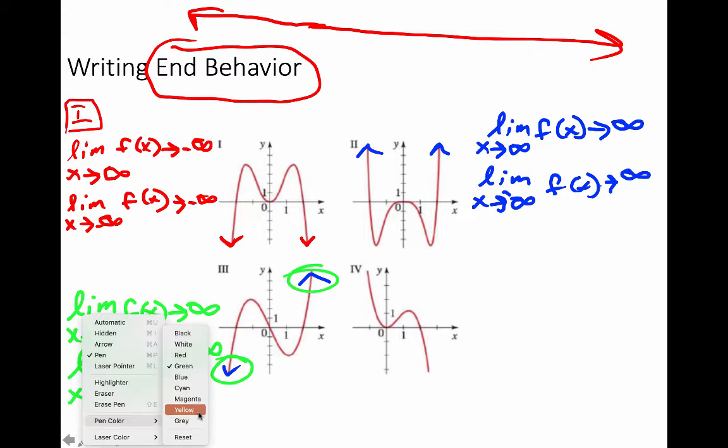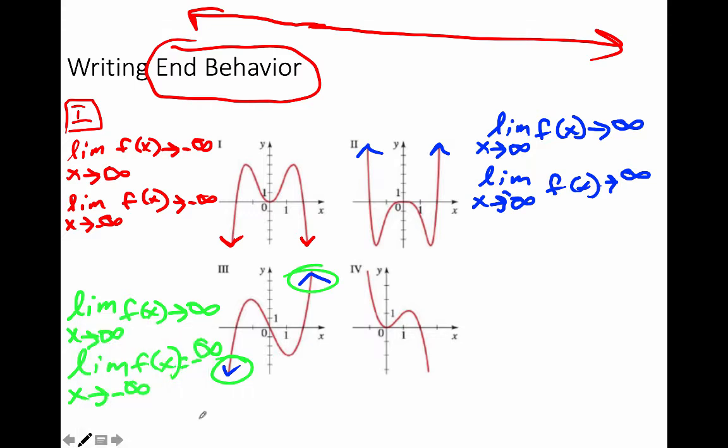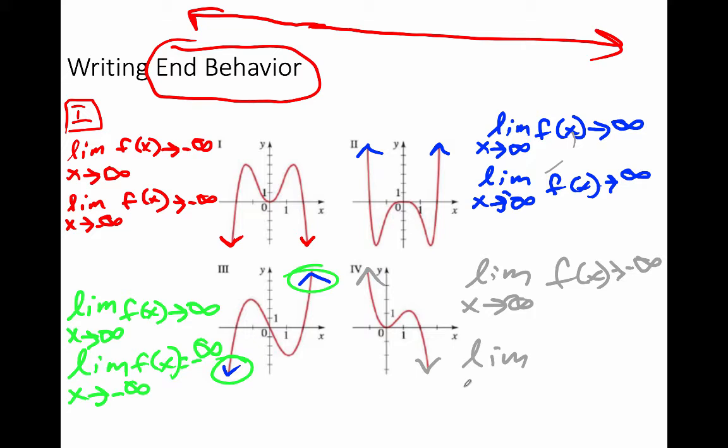Let's see if we got something better. How about gray? I don't know if I've ever used gray. So I've got up here, down there. Now I say my limit as x goes out to the right, the graph goes down to negative infinity. And then I'll say the limit as x goes out to the left, my graph goes up to positive infinity.